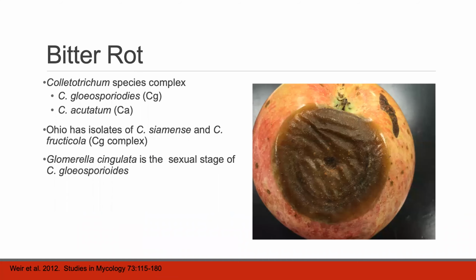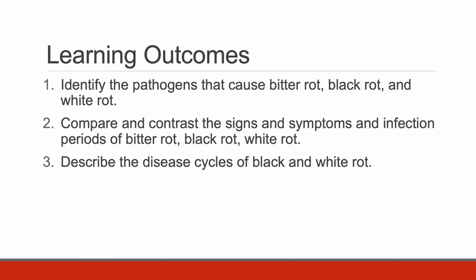By the end of this lecture, you should be able to identify the pathogens that cause bitter rot, black rot, and white rot, compare and contrast the signs and symptoms and infection periods of bitter rot, black rot, and white rot, and lastly, describe the disease cycles of black and white rot.